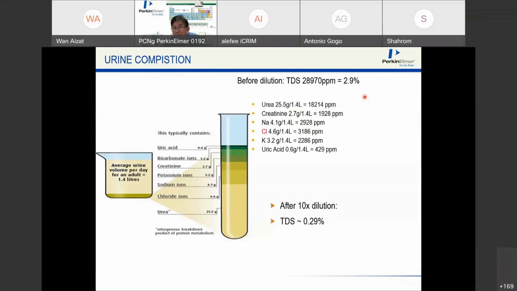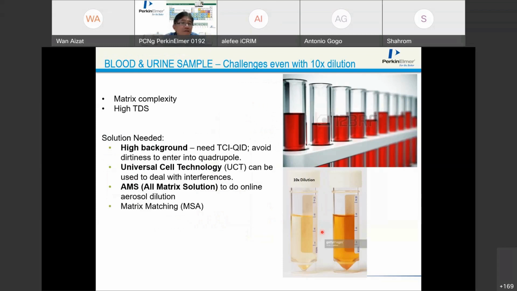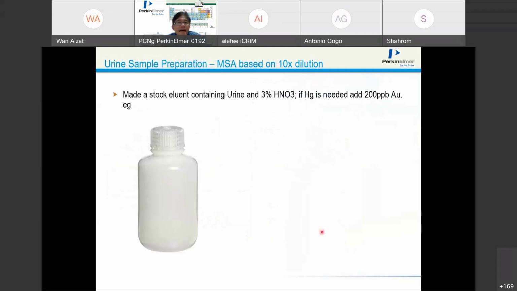But now the new PerkinElmer ICP-MS has AMS, the aerosol matrix system. It can stand total dissolved solids up to 35%, because it's using argon aerosol dilution to dilute the sample from 35% to 0.175% to be able to run on ICP-MS. So now ICP-MS can run on all matrices, doing it online. For this urine sample, with 10 times dilution, total dissolved solids drop down to 2.9%, then you'll be okay.